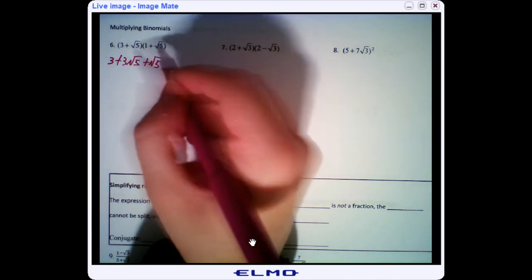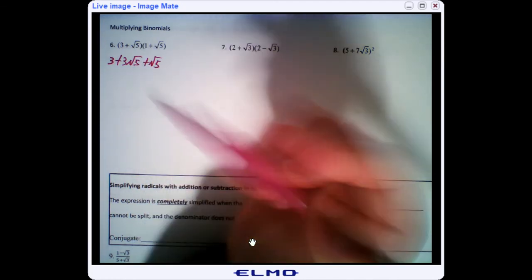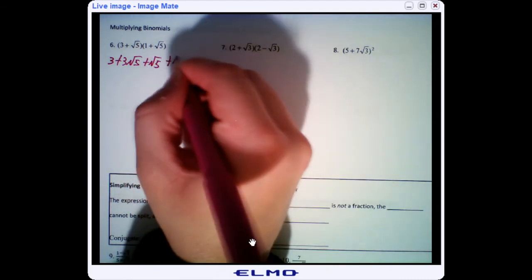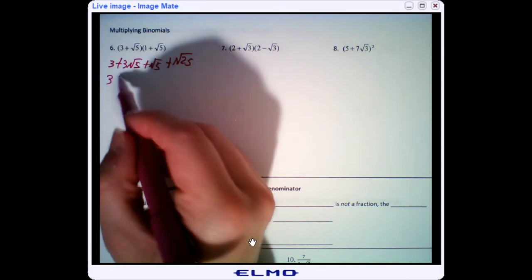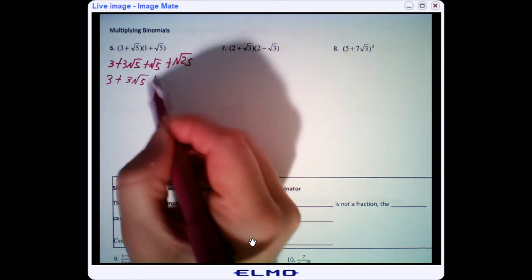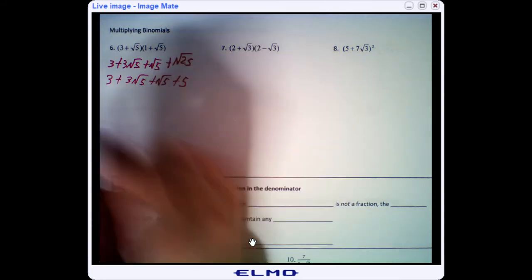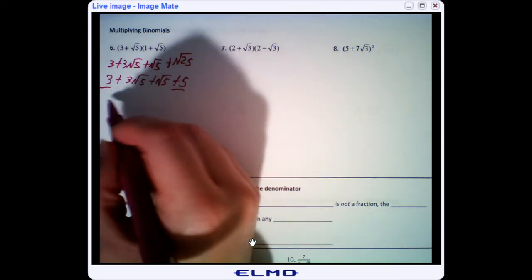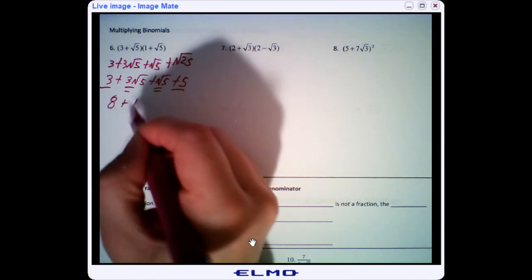And then square root of 5 times square root of 5, you can either just remember, because they both square root of 5, so the square roots go away, or you can do inside times inside, which is square root of 25. So I'm going to simplify 3 plus 3 square roots of 5 plus square root of 5 plus 5. And then I combine my like terms. 3 plus 5 is 8. And 3 square roots of 5 and 1 square root of 5 is 4 square roots of 5.